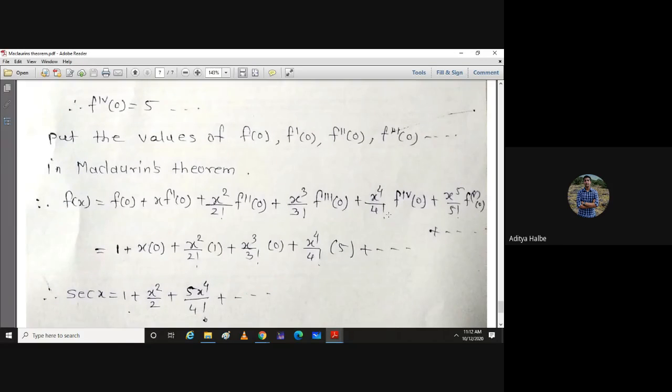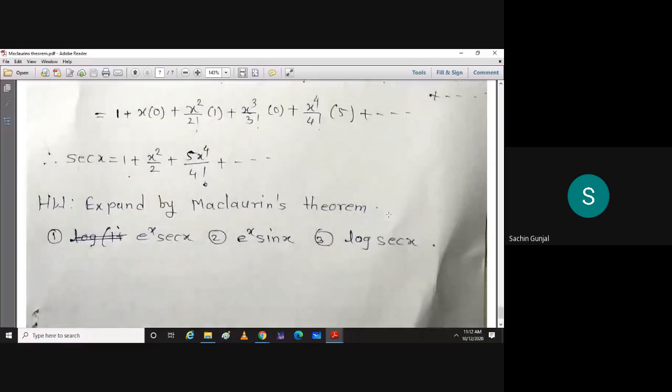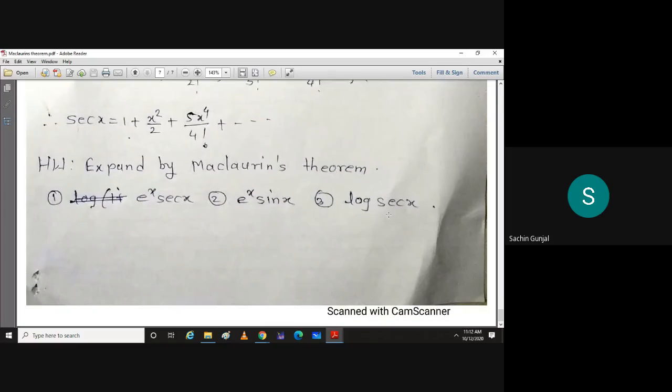Done, sir. Okay, fine. So here we come to the end of this Maclaurin series expansion. Before we go to the Taylor series expansion, let me quickly give hints for these three problems. Expand this function using Maclaurin's theorem, say up to x raised to 4 or x raised to 5. In the exam, they will specify up to x raised to 4 or x raised to 5, so you don't have to worry.